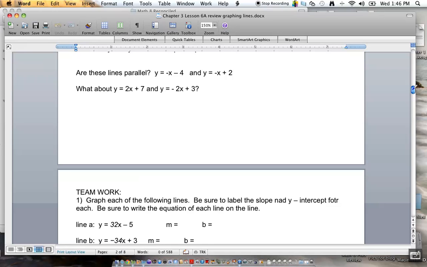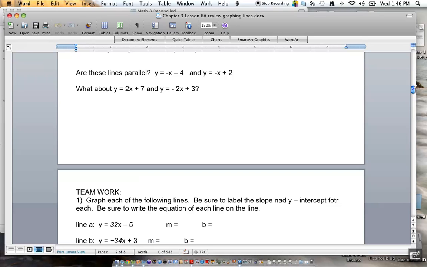Okay, how many people say yes, they're parallel? How many people say no, not parallel? Let's do this again. You must vote. You have no option but to vote. How many people say yes, the lines are parallel? How many people say no? They're definitely parallel. How come they're parallel?